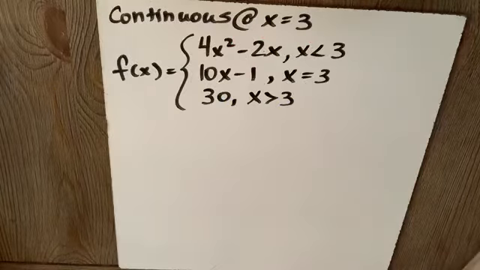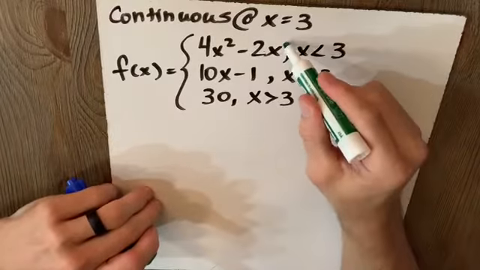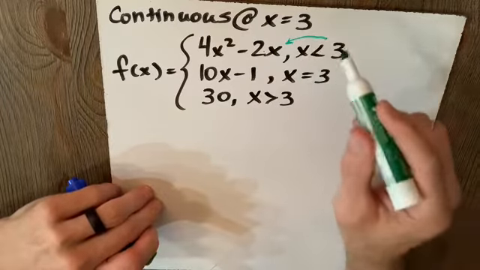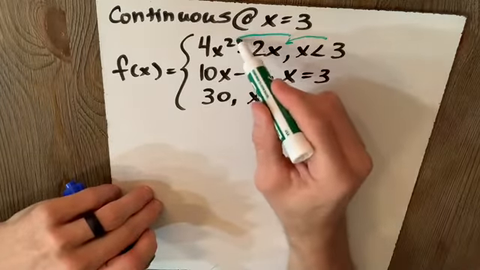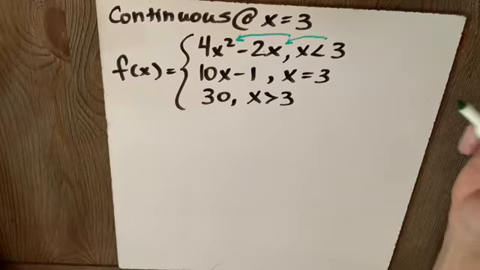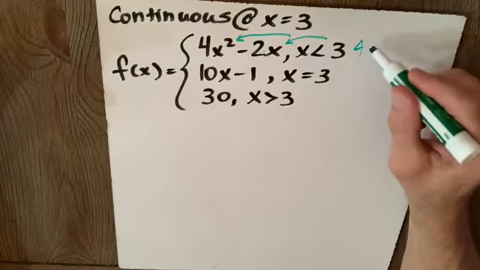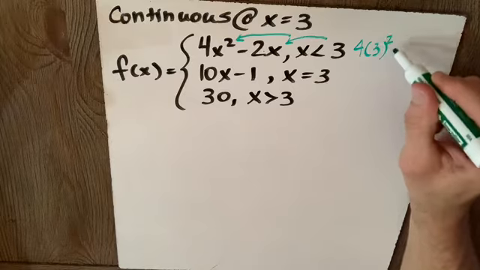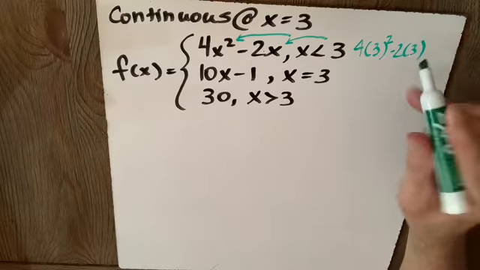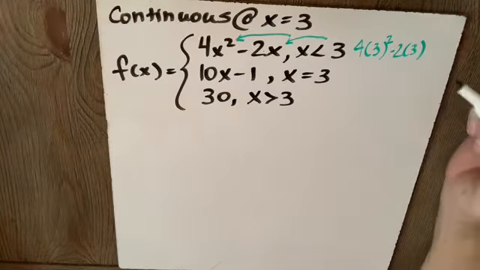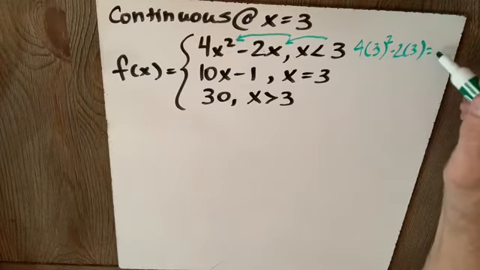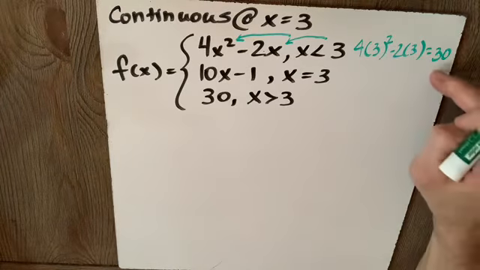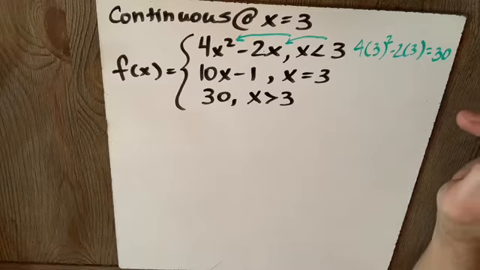If I'm asked, is this function continuous at x equals 3? Well, I know that x is not equal to 3 with this top function, but I still want to see where y is heading towards as I put a 3 in there. This would be 4 times 3 squared minus 2 times 3. 3 squared is 9 times 4 is 36 minus 6 is 30. So this function is heading towards a y value of 30.